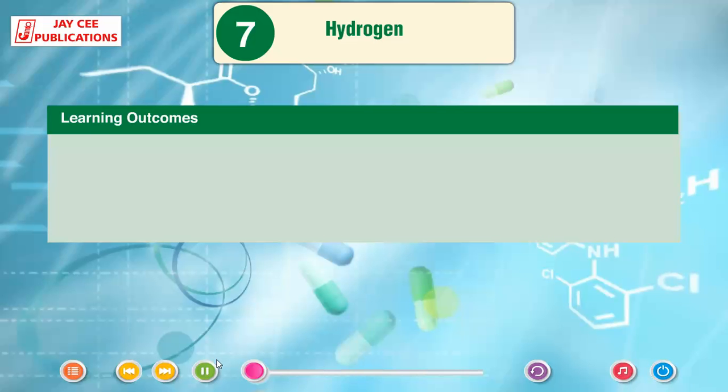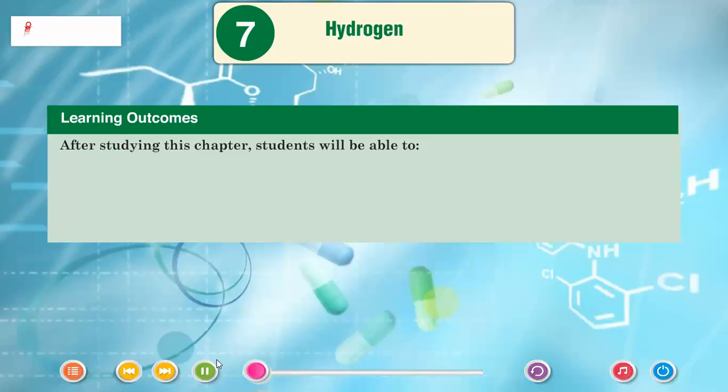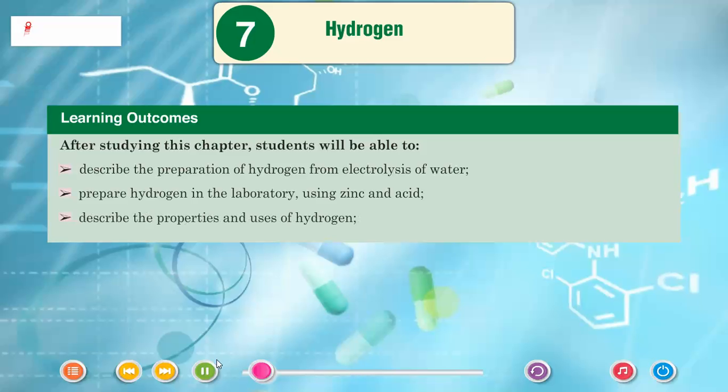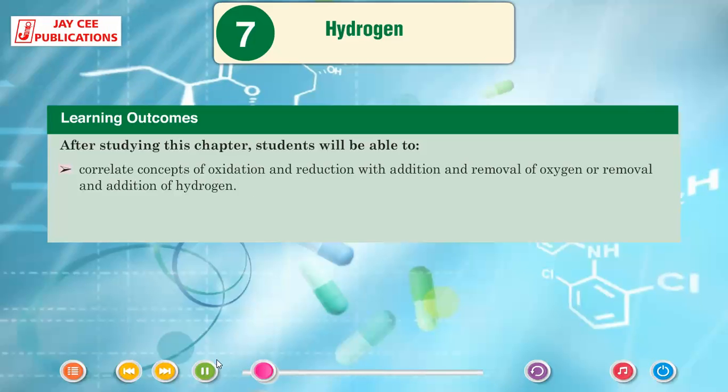Learning outcomes. After studying this chapter, students will be able to describe the preparation of hydrogen from electrolysis of water, prepare hydrogen in the laboratory using zinc and acid, describe the properties and uses of hydrogen, and correlate concepts of oxidation and reduction with addition and removal of oxygen or removal and addition of oxygen.